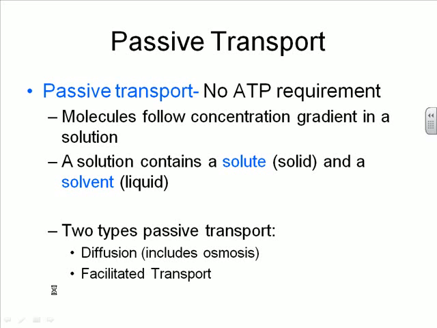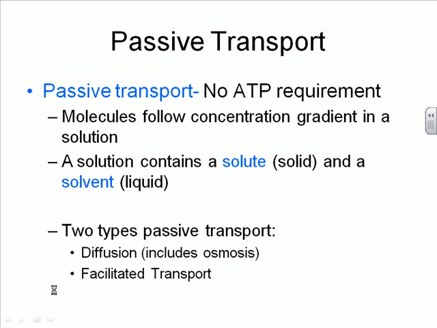We have an area of high concentration, we have an area of low concentration, and the materials move from high to low. Now, most often we're dealing with a solution where we have two parts to it. We have our solute, which is our solid, which we looked at in the chemistry chapter, and then we have our solvent, that is our liquid. As long as there's a concentration gradient, materials will move through.